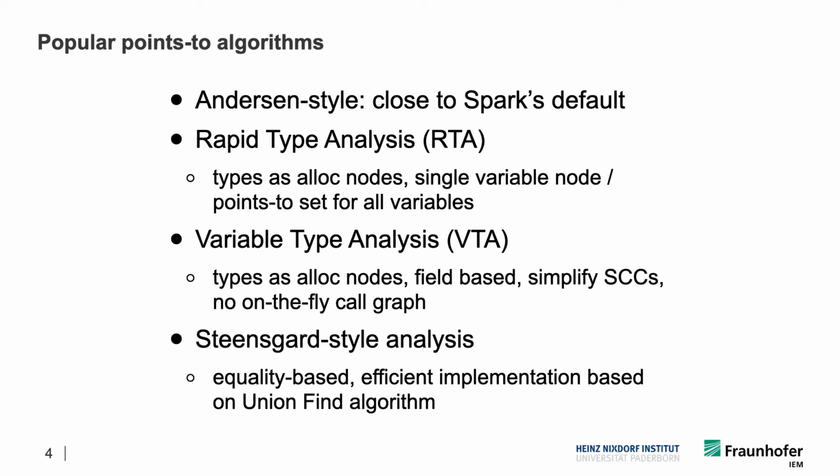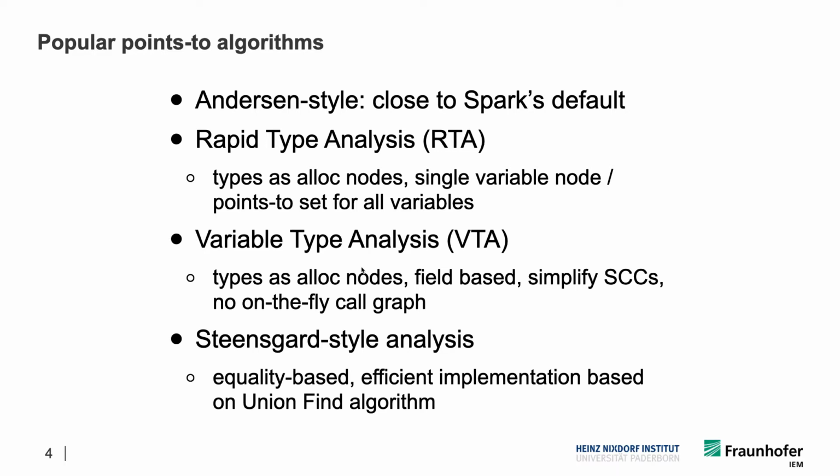Now, we also discussed these different types of pointer analysis. So there's the general Anderson style analysis, which is pretty much Spark's default setting. So this is a standard inclusion-based pointer analysis that tracks all allocation sites separately. Then we have different variants that I also discussed, which you see on the slide. So we discussed RTA, where basically you are just looking for allocation sites in the program in general, and you are disregarding variable assignments. And in Spark, this is modeled by using only a single variable node.